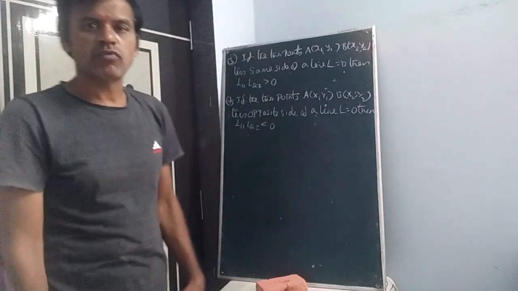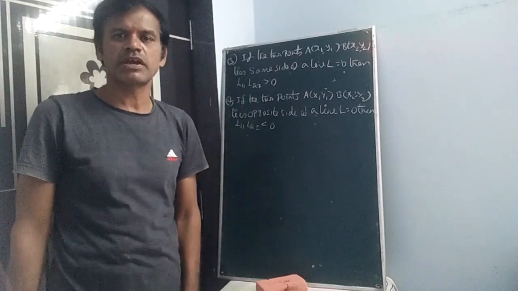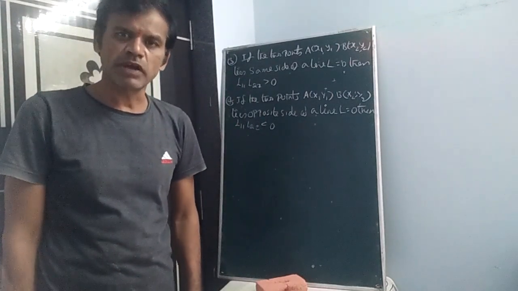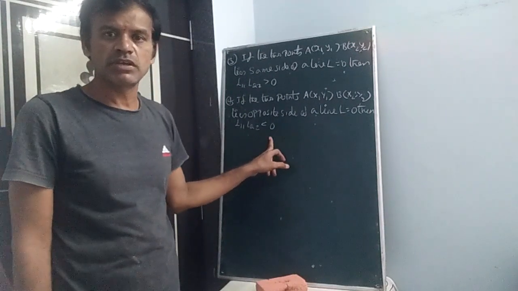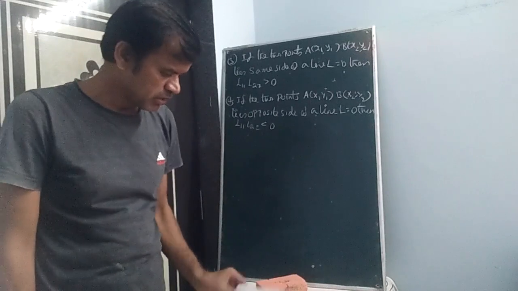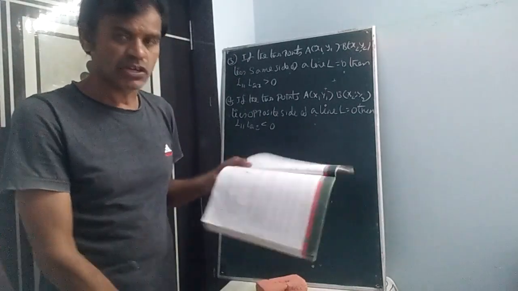Why? Because L11 and L22 have opposite symbols. The first one is plus, the second one is minus. So plus into minus becomes minus, and minus into plus also becomes minus. That is why the minus symbol means less than 0. These are the formulae. Depending upon these formulae, let us discuss some examples.